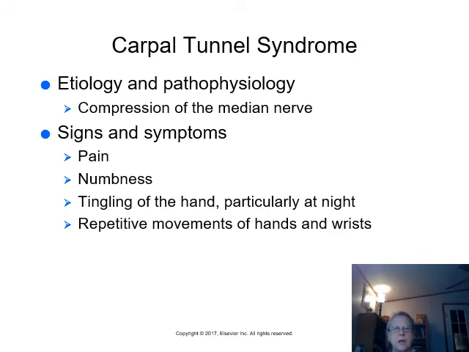Our next one we're looking at is carpal tunnel syndrome. This is because of compression of the median nerve. Just think about your ergonomics. We're at the computer and having your wrist always in an upright position can cause some swelling and tenderness, and the swelling actually compresses on that nerve, the median nerve. Signs and symptoms, we're looking at pain, numbness, tingling of the hand, particularly at night, and this is often because of repetitive movements of the hands and the wrist.